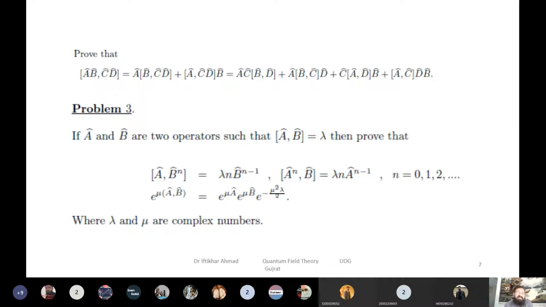Okay. Next one. Suppose you have two operators A and B such that the commutator [A, B] is equal to lambda. Then prove that [A, B^n] is equal to lambda n B raised to power n minus 1. Similarly, the commutator [A^n, B] is equal to lambda n A raised to power n minus 1, where n is equal to 0, 1, 2, 3 and so on. So again you can also prove this.